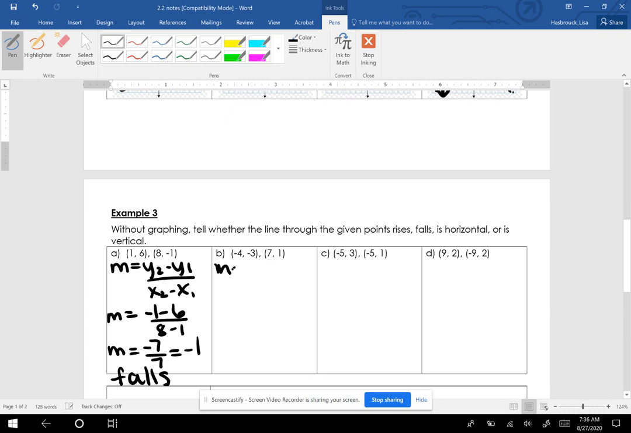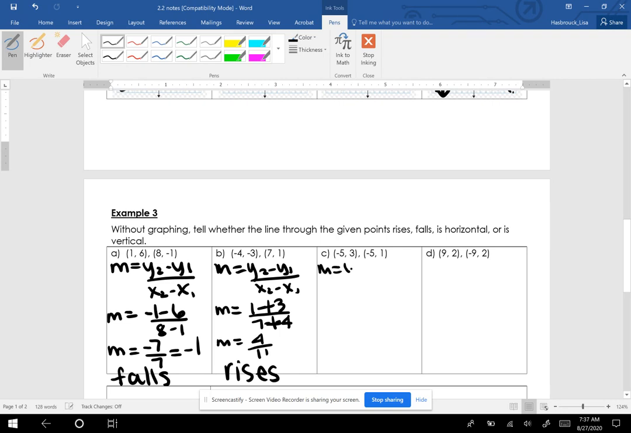For the next one, using the same formula, m equals 1 minus a -3 over 7 minus a -4. Those double negatives become pluses. So I get 4 over 11. This is a positive value. It's a positive 4 over a positive 11, so this rises.